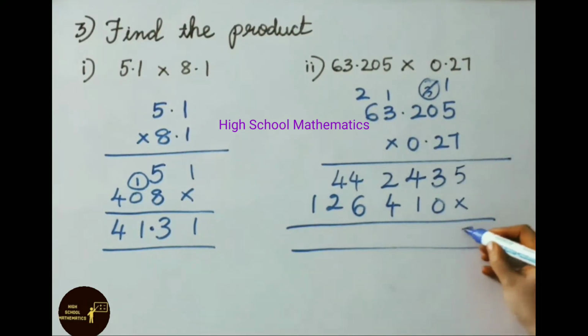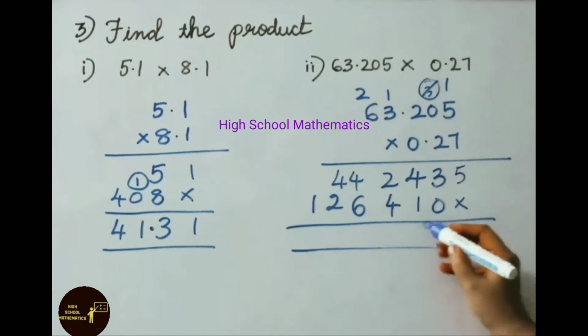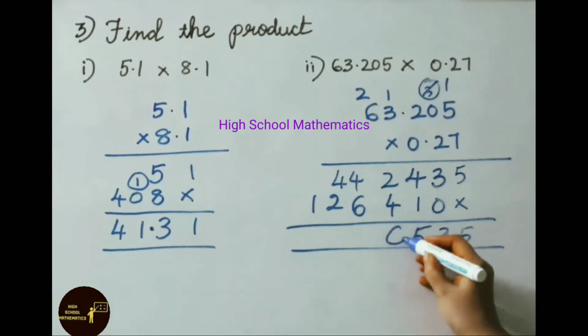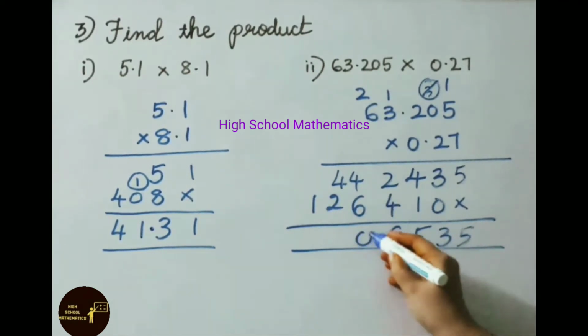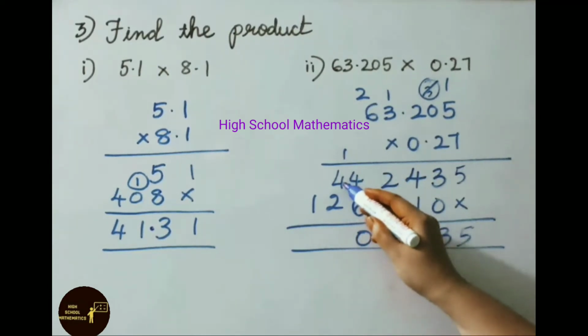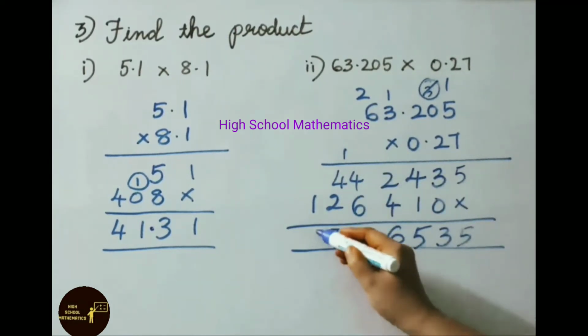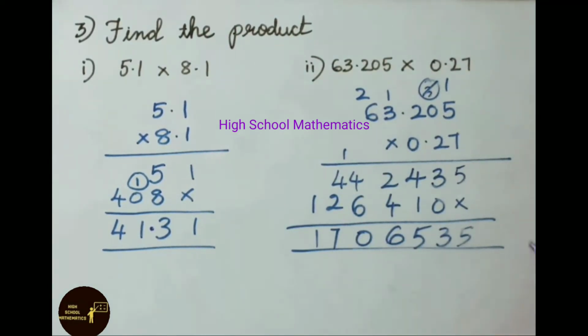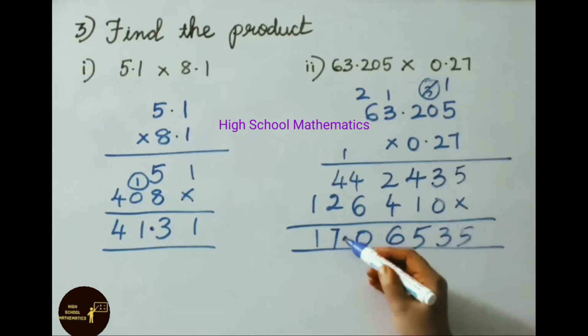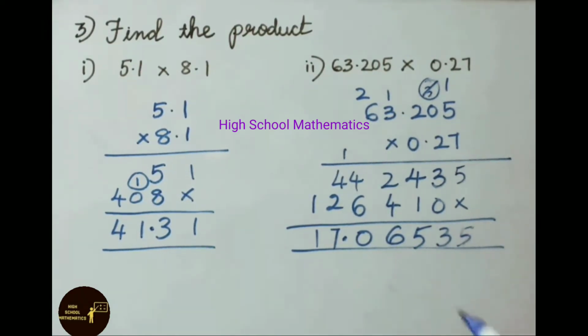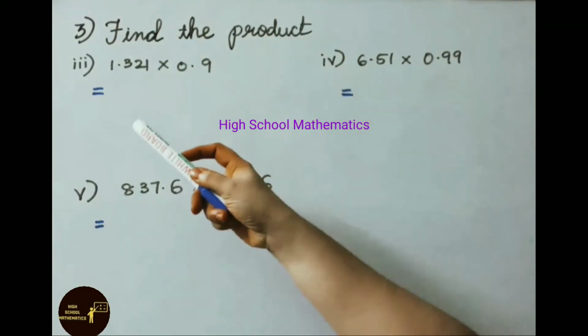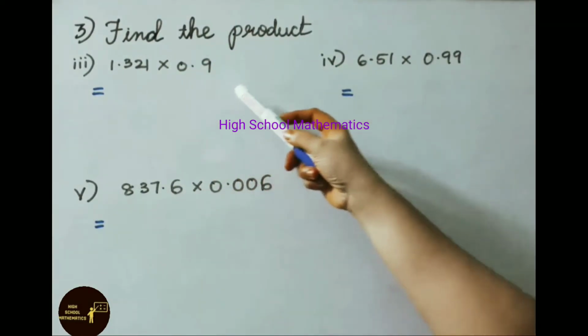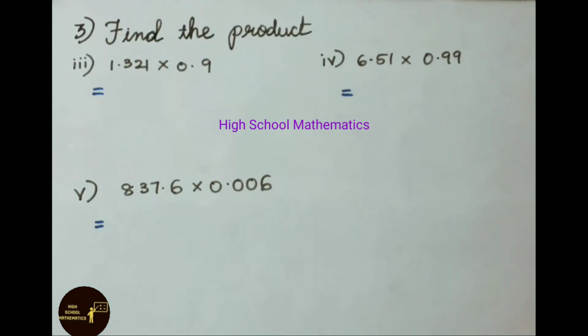Add now. 5. 3 plus 0, 3, 4 plus 1, 5, 2 plus 4, 6, 4 plus 6, 10, 0 carry 1, 2 plus 4, 6, 6 plus 1, 7, write down 1. Now 5 digits before, we are going to place the decimal point. So the answer is 17.06535. See now third question, third sum, 1.321 multiplied by 0.9. Now let us multiply with 9 directly.